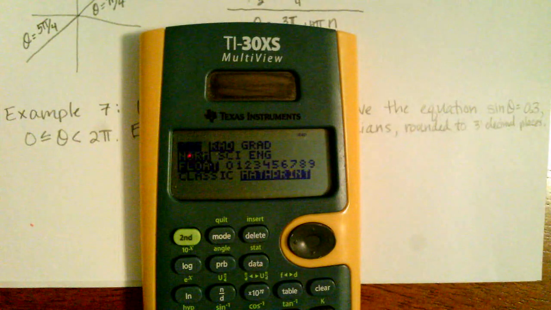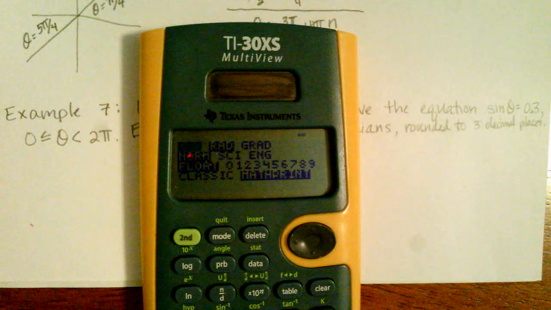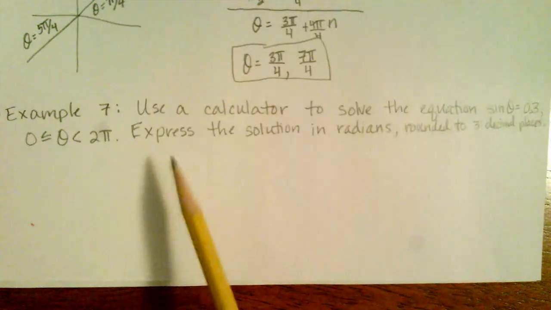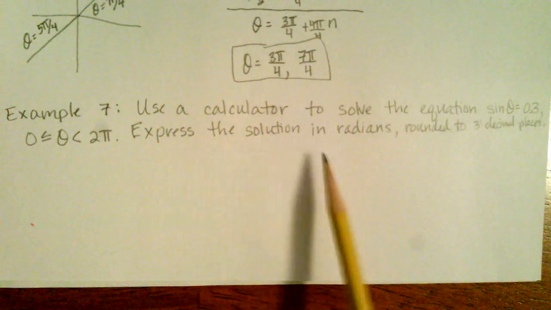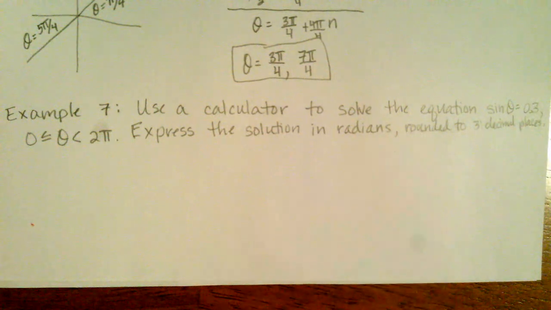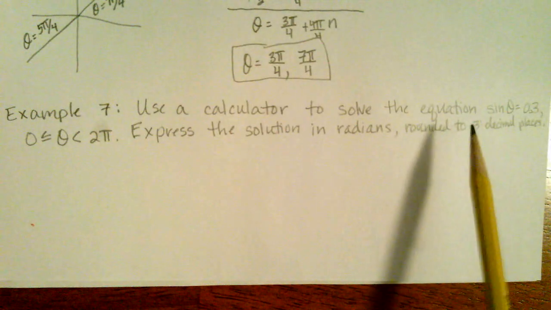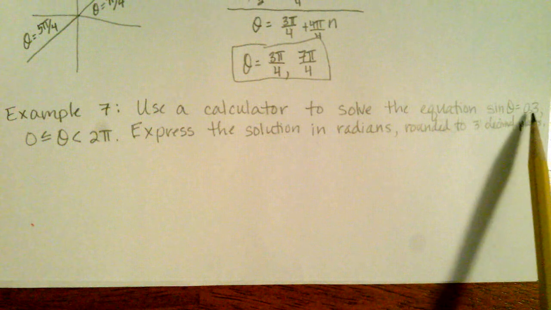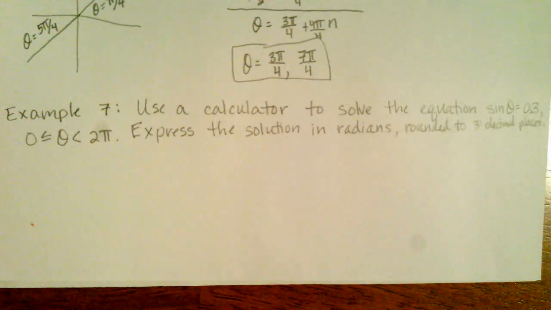Okay, so for our last example, we want to make sure that our calculator is in radians. The reason I want it in radians is because my problem says express the solution in radians, rounded to 3 decimal places. A lot of this process is the same, but I think you'll recognize that 0.3 is not one of our known special angles, right? When the sine of theta is 0.3.